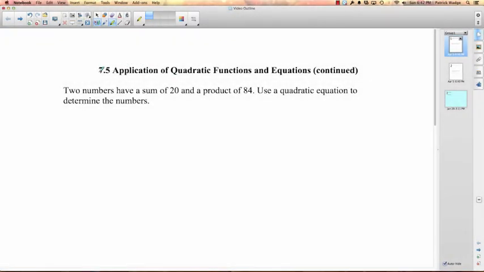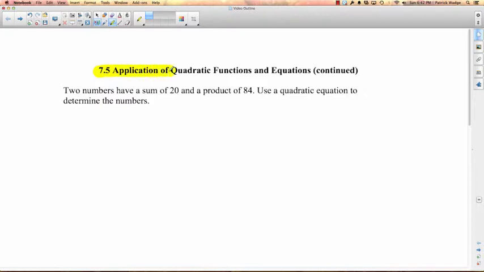Okay, at long last we're going to return to section 7.5 and complete that section. When we did it before, we talked about application of quadratic functions. Now we're going to talk about application of quadratic equations. Just looking at equations today. And of course I'm going to use the Pre-Calculus 11 video. What we're going to be doing is setting up some quadratic equations that are going to solve some word problems.